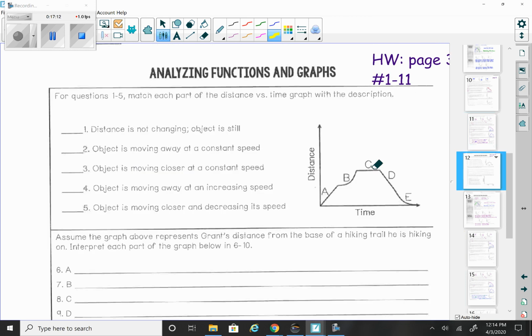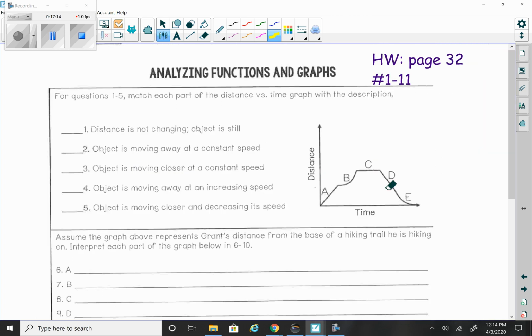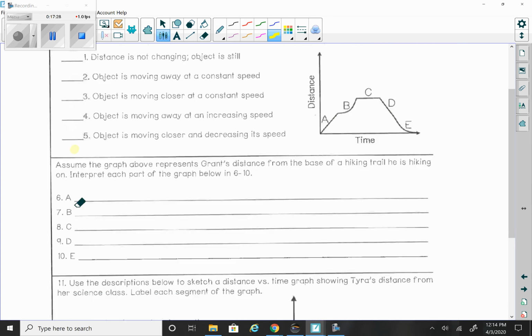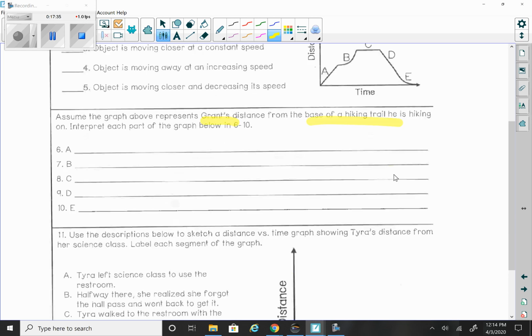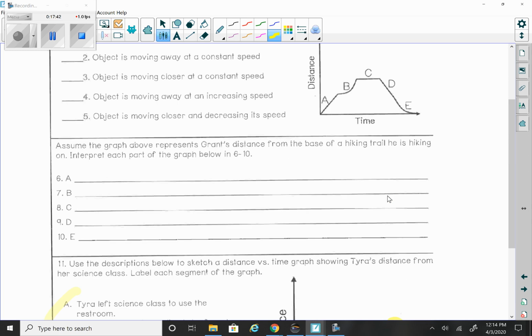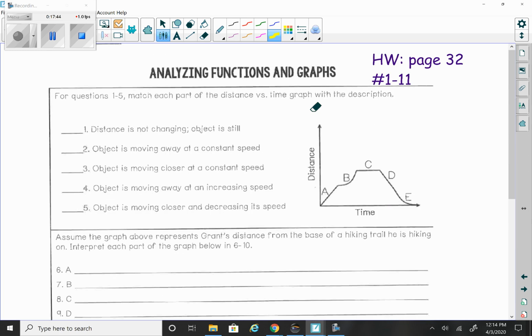So finally, we're going to turn over to page 32, and this is our homework for tonight, page 32, 1 through 11. Again, I know 1 through 11 seems like a lot, but this first part is pretty easy. You're matching each section of the graph, A, B, C, D, E, figuring out which piece of the graph matches. And then you're going to go back to that graph and write in a description based on Grant on a hiking trail. And then finally, the last one, they give you a description and you have to come up with your graph. So it shouldn't take you too long. 1 through 11 is your homework for tonight.